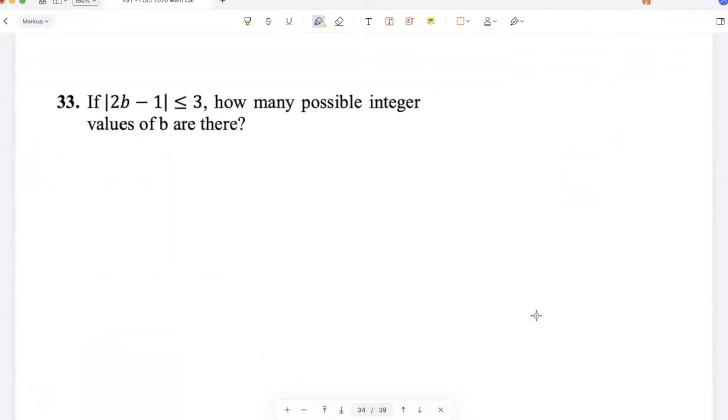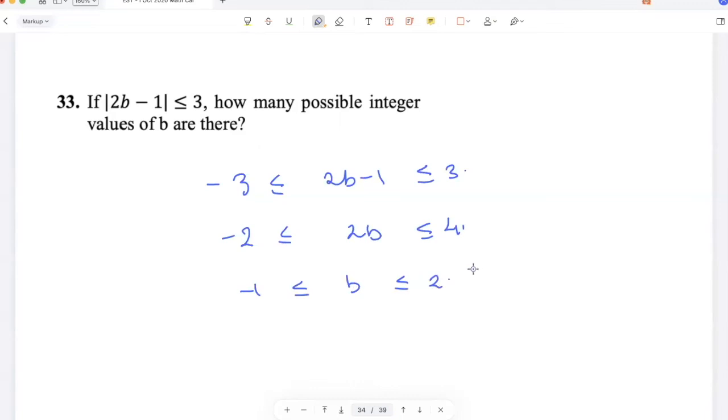If this is true, how many possible integer values of b are there? Okay, so this absolute value inequality would be -3 less than or equal to 2b minus 1, less than or equal to 3. So I add 1: -2 less than or equal to 2b less than or equal to 4. So -1 less than or equal to b less than or equal to 2. So integer values -1, 0, 1, and 2. So 4 integer values.